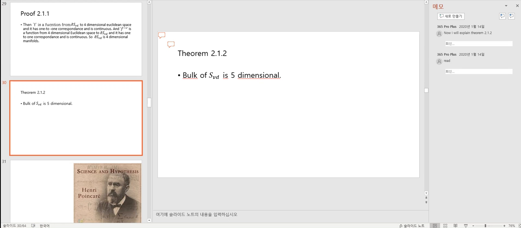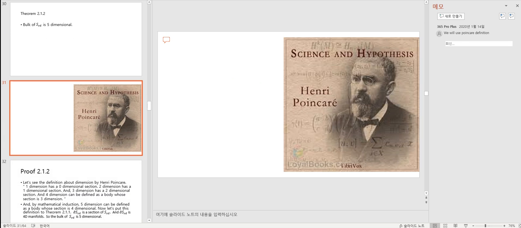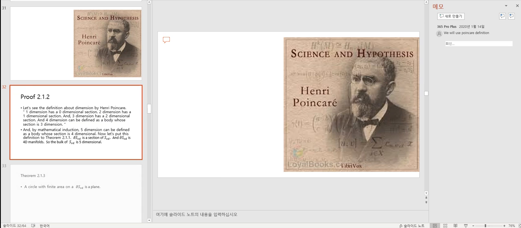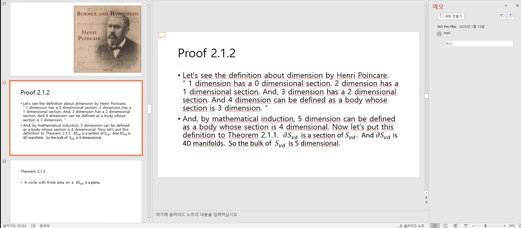Now I'll explain theorem 2.1.2. Bulk of SVD is five-dimensional. We will use the Poincare definition. Let's see the definition of dimension by Henri Poincare. One dimension is a zero-dimensional section, two dimension is a one-dimensional section, and three dimension is a two-dimensional section, and four dimension can be defined as a body whose section is three-dimensional. And by mathematical induction, five dimension can be defined as a body whose section is four-dimensional.